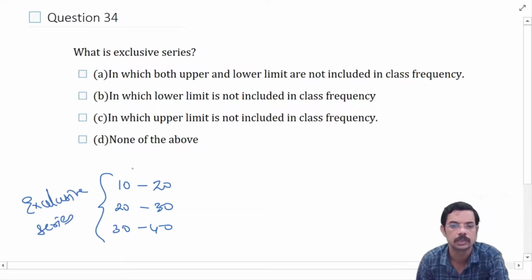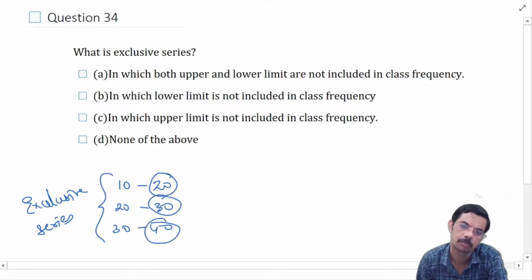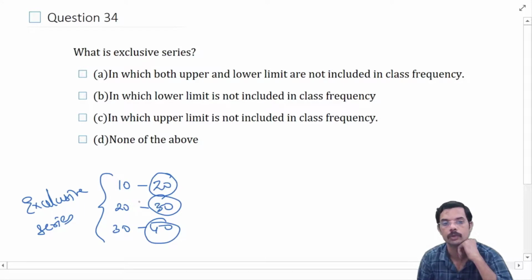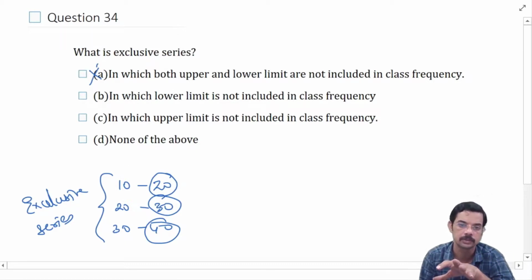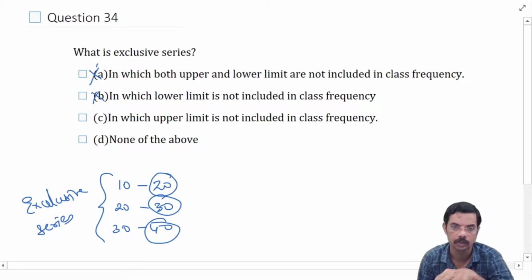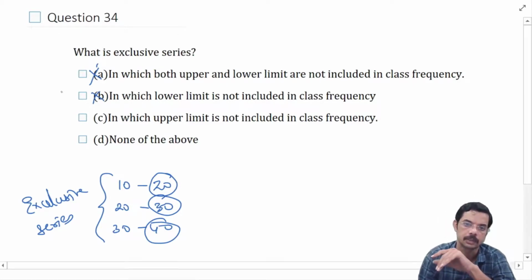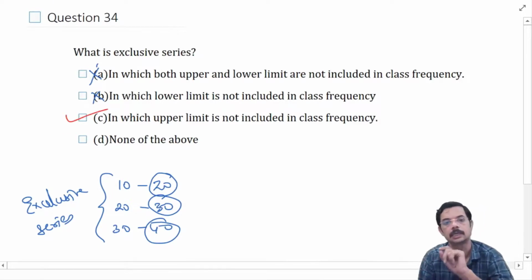Here what happens is, where is this 20 included? The upper boundary points, or upper limits, are not included. Let us see which of the following is the correct answer. First one, in which both upper and lower limit are not included in the class frequency. No, this is not the correct answer. In which lower limit is not included? Again, this is not the correct answer. In which upper limit is not included? Yes, this is the correct answer. Option C is the correct answer.